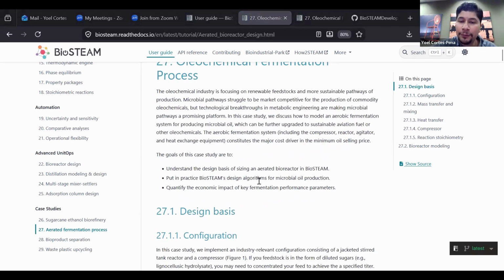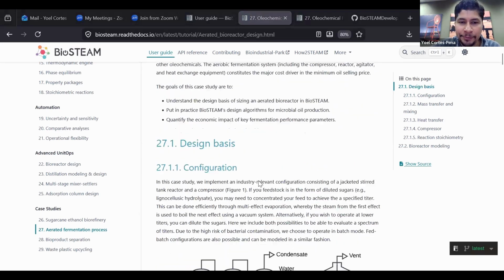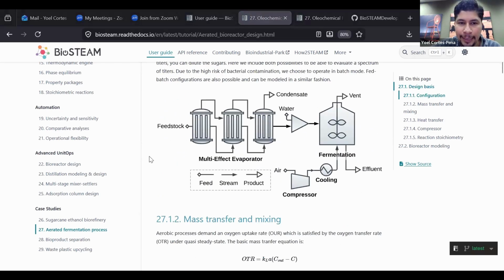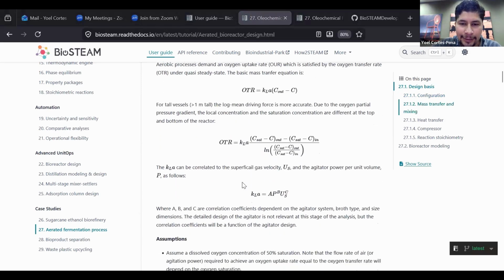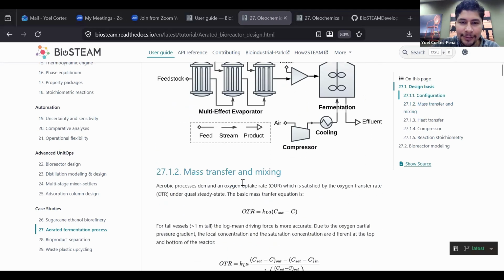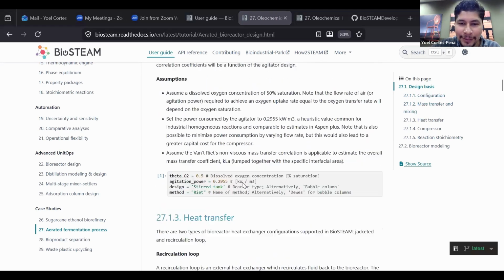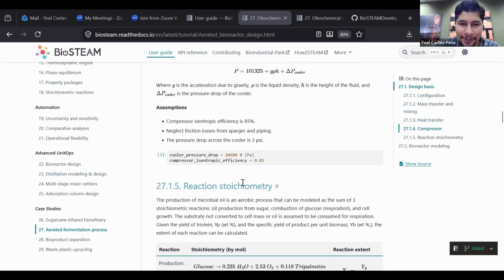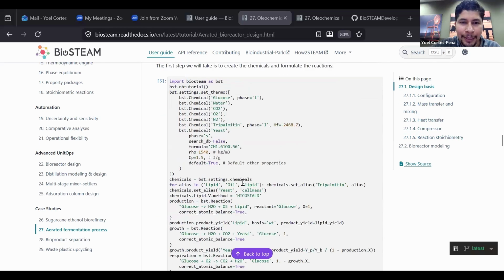So here we're going to look at a full microbial oil production process. This is the feedstock to fermentation flow sheet. We're not including downstream separations just yet. Now there's more details on the assumptions for mass transfer and so on, but we can skip all that since we talked about that already.